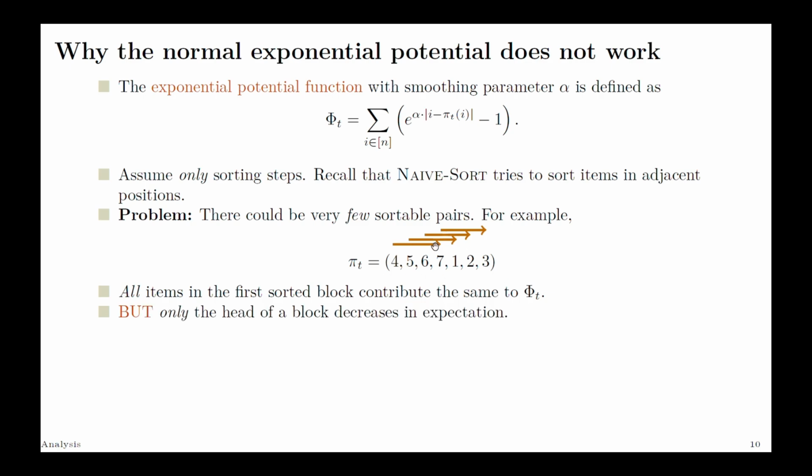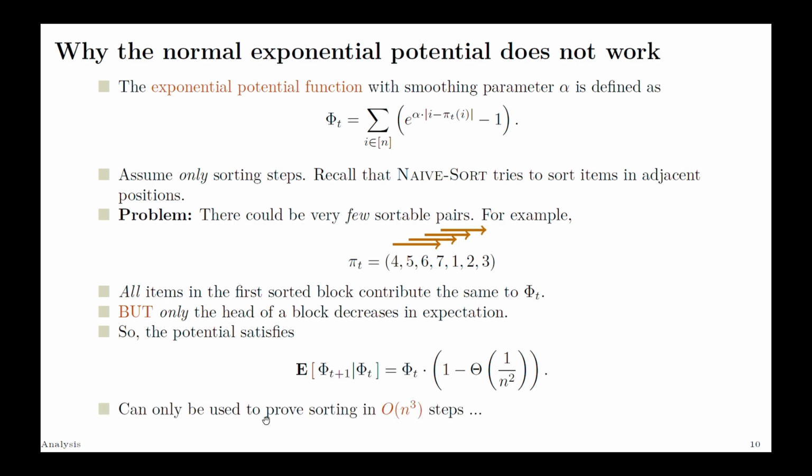So the problem is that the only element whose contribution to the potential function decreases in expectation is the head of the block. And this contribution must be spread equally among roughly half of the elements. So the decreased term becomes a multiplicative factor of 1 minus 1 over n squared. So 1 over n, the probability of picking element 7, and roughly 1 over n over half the elements, goes to counteract the stability of the rest of the elements.